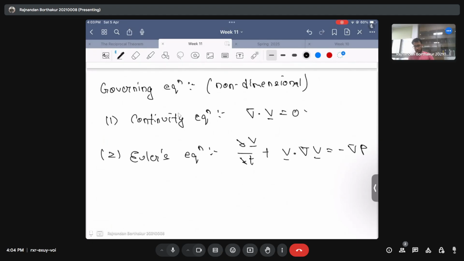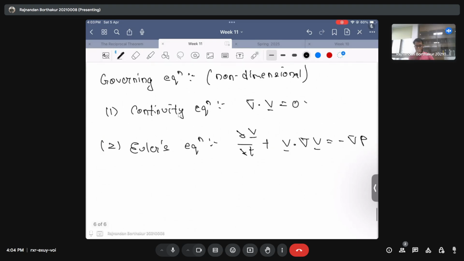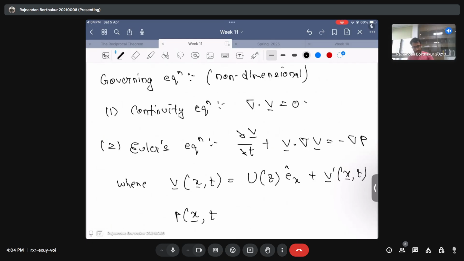so these are the two equations that the total aggregate non-dimensional variable would satisfy. Where I would write down that your v bar, that is your non-dimensional aggregate velocity, is a function of x and t, and this is some non-dimensional base flow variable U, that is U of z times ex, plus v dash, which is a function of x bar and t, and your non-dimensional aggregate pressure, which is a function of x bar and t.